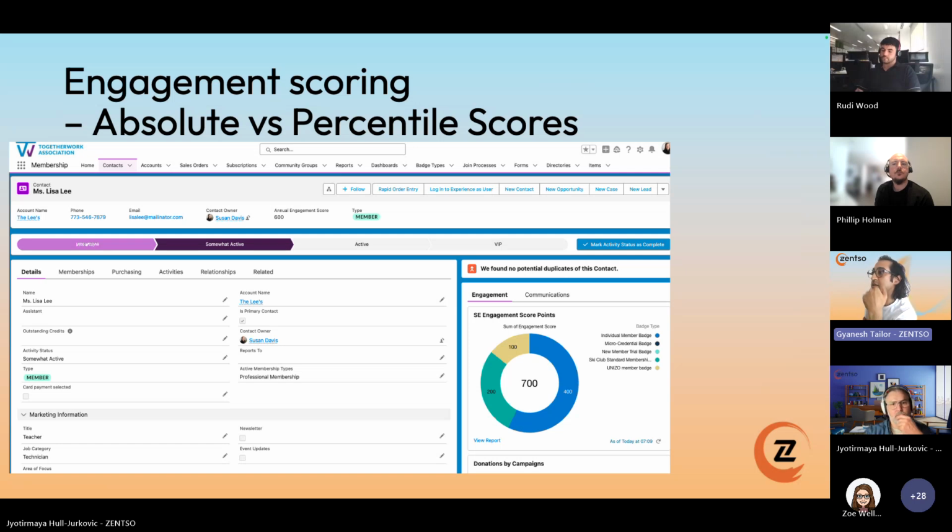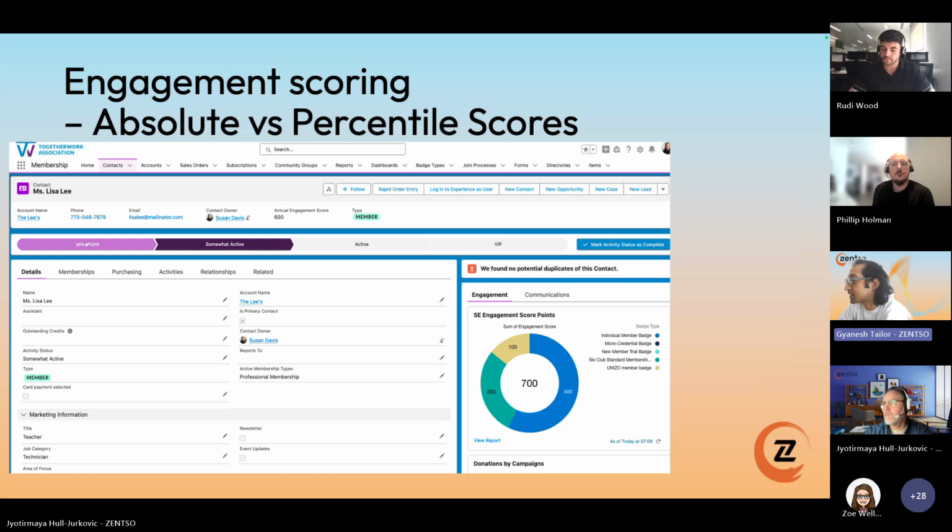in value, and that's normally defined by you in the business and what you think is most valuable and what you think is less valuable. So the first method is more of an absolute approach, which is just assigning a score to a particular interaction. For example, you might score an email open 5 points. You might score event attendance 10 points.